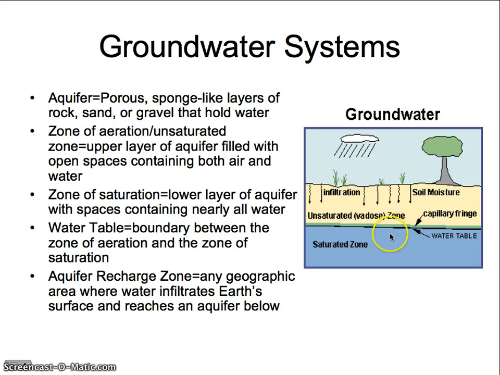And when you drill a well, you want to be in the saturated zone. But if we have a drought, that water table is going to drop. If we have a flood or a lot of rain, that water table is going to rise. So depending on how much water is coming in through infiltration, our water table will change, either up or down. There are also areas of the earth that are aquifer recharge zones, typically your wetlands. It's where water infiltrates the earth's surface and reaches the aquifer below.